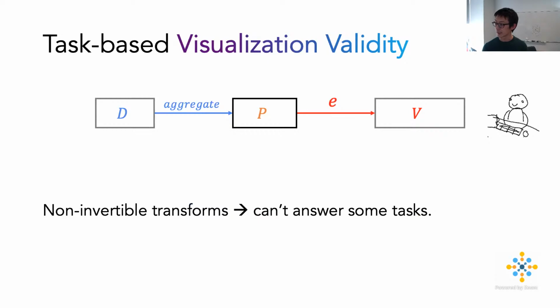What it also means is that if a design applies aggregation or some other non-invertible transformation, then it's immediately clear from these transformations that any resulting visualization is invalid for some tasks, right? There exist tasks for which the visualization fundamentally cannot answer. And so studying the design efficacy for those types of tasks also doesn't make sense.